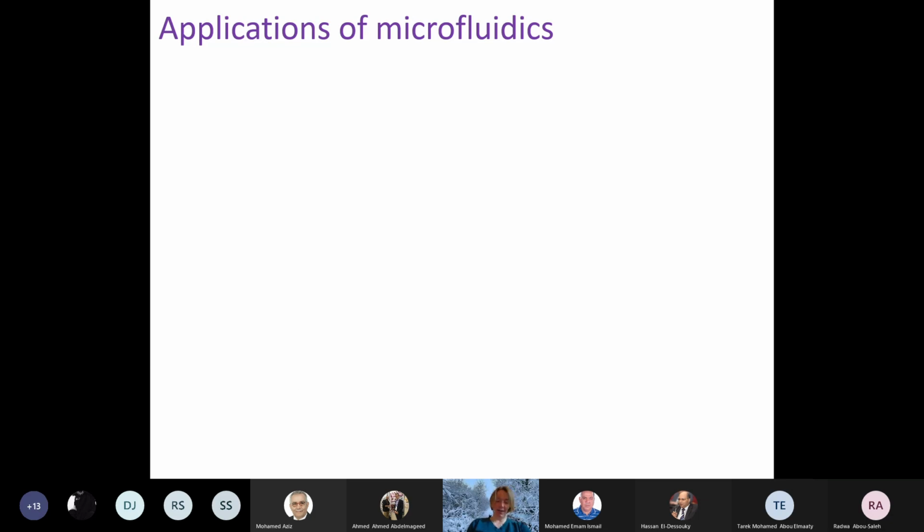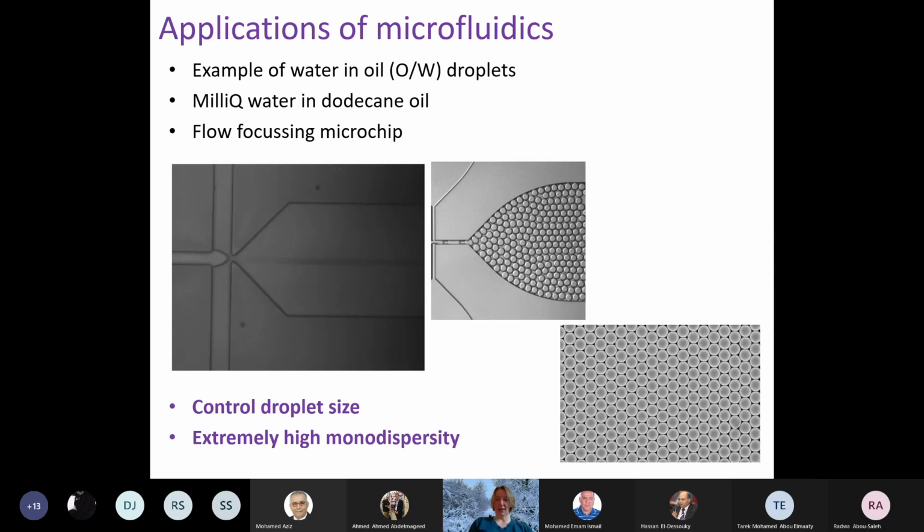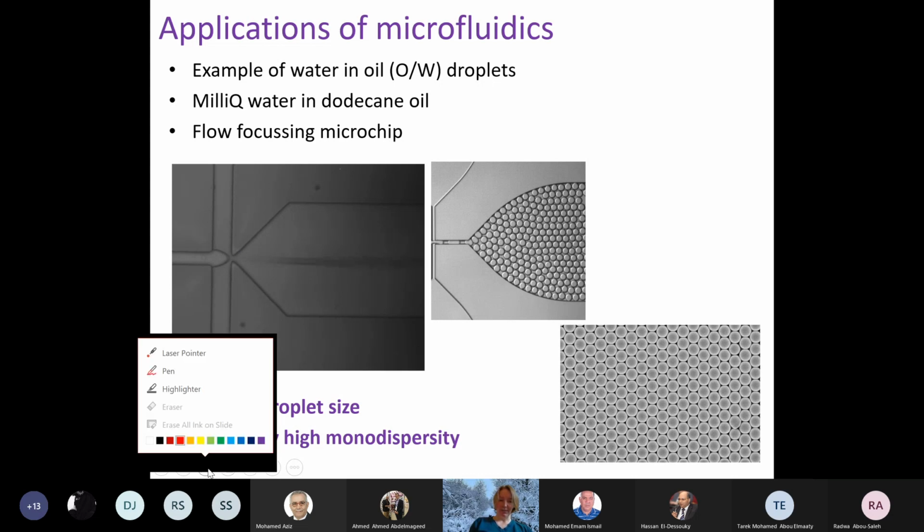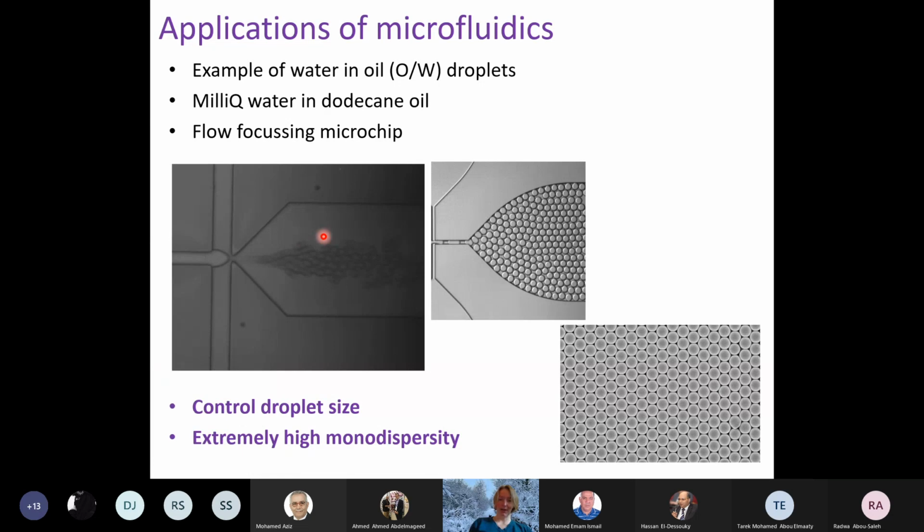Okay, so applications of microfluidic devices. One of the big areas of microfluidic devices is something called droplet microfluidics, and it's by far the most popular type of microfluidics that people use. It's this idea of being able to create droplets of water in oil or oil in water in microfluidic devices using something called a flow focusing geometry. And this is the geometry that you can see. I finally found my highlighter, that you can see in this video here.